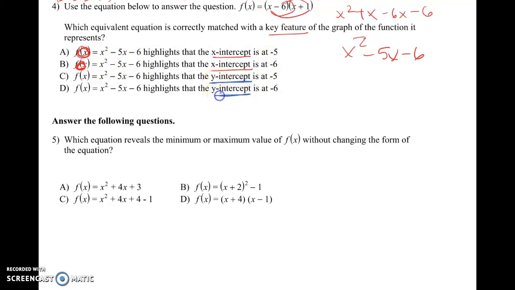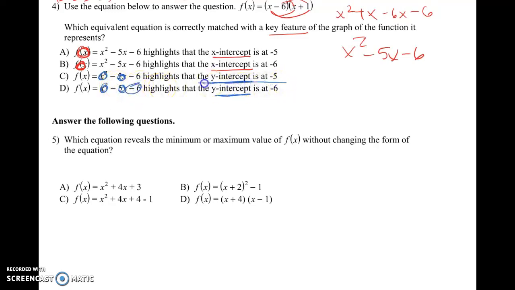For the y-intercept, I think about plugging in x to be 0. Plugging in x to be 0, this x to be 0. 5 times 0 is 0. So here, if I plug in x to be 0, I get negative 6.